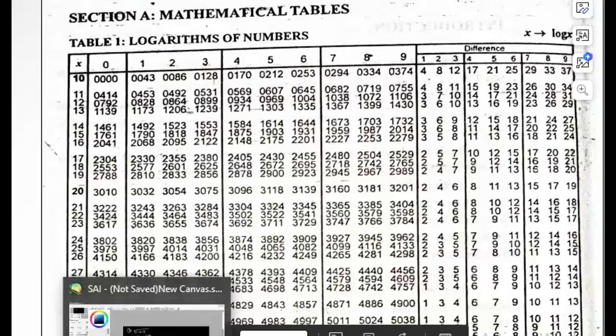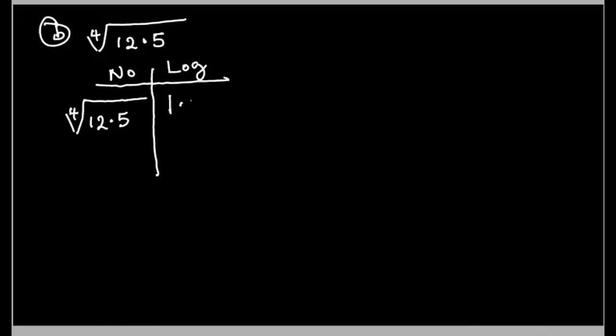0969. So we write it here. Since this is a root, the 4th root, we divide by 4. Yes, and our answer becomes 1.0969 divided by 4. So it gave us a long number, but not too long. So we approximate to 4 decimal places.